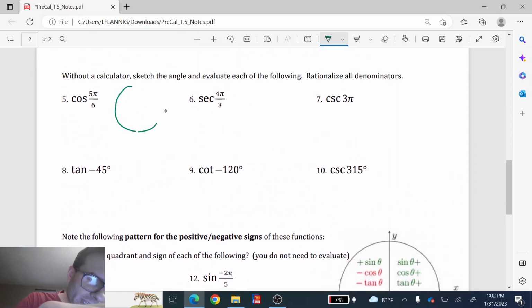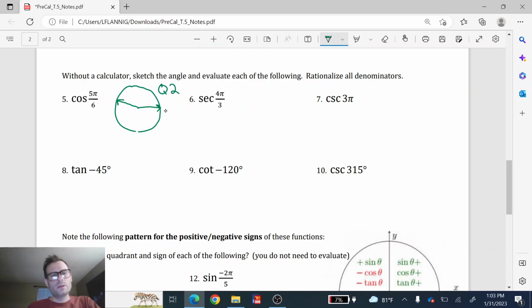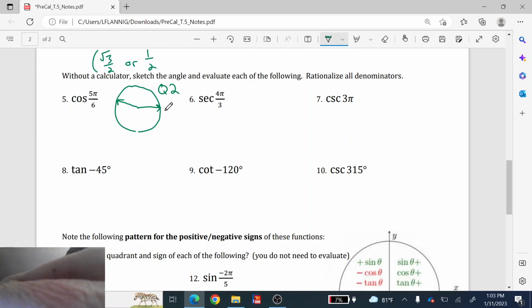So we know it's a pi over 6, so we know it's closer to the x-axis. We have this here. We know it's not just regular pi over 6, and it's not a full pi yet. So it's going to be in this direction over here. This is quadrant number 2. So we know the cosine here is going to be either the square root of 3 over 2 or 1/2, and then maybe negative, we don't know yet. And that's because it's a pi over 6.